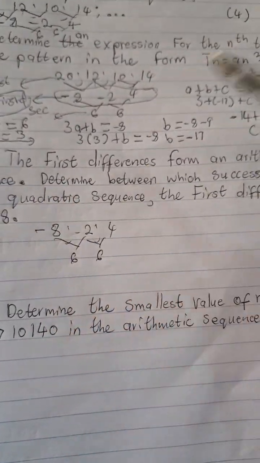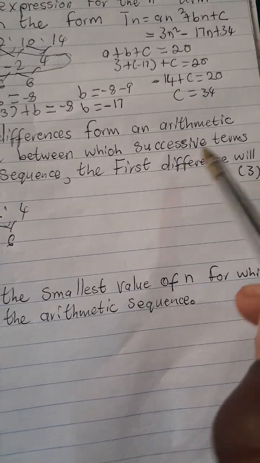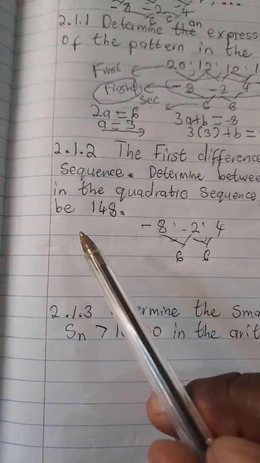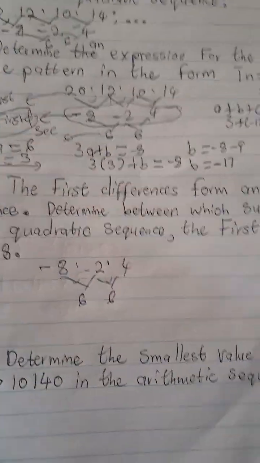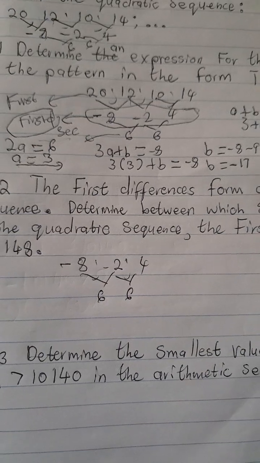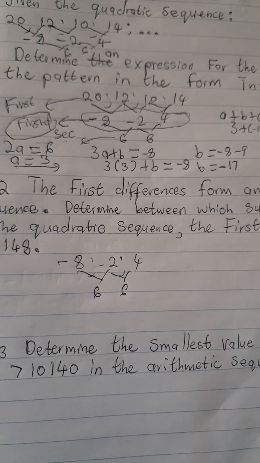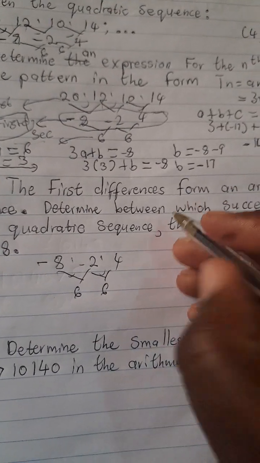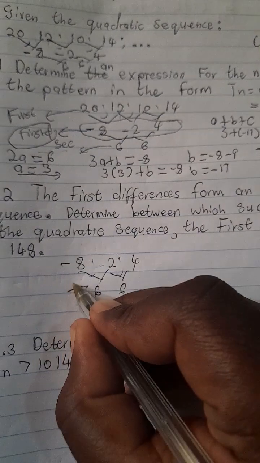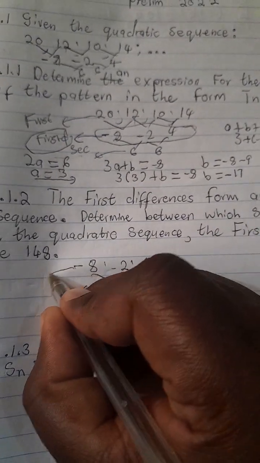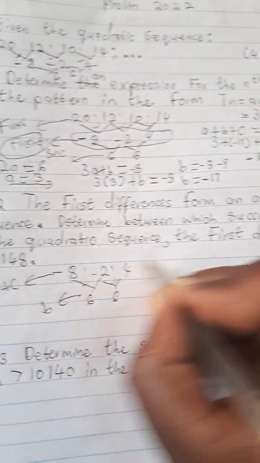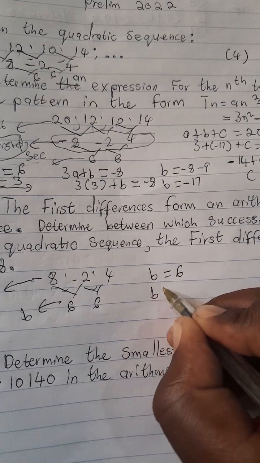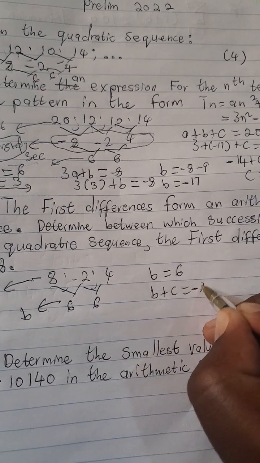Okay, let's continue. Determine which successive terms in the quadratic sequence the first difference will be 148. So actually we are looking for the position of the term that will lead us to 148. Let's name this B as the difference, and our first term is B plus C. So B is equal to 6. Then B plus C, our first term, is -8.